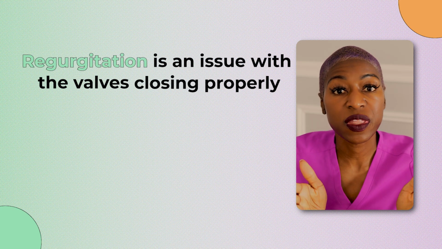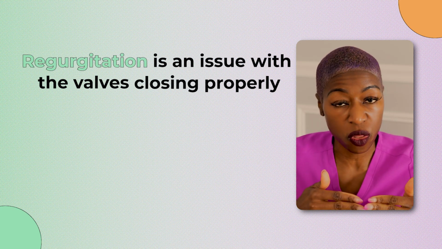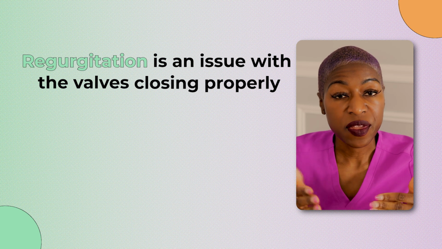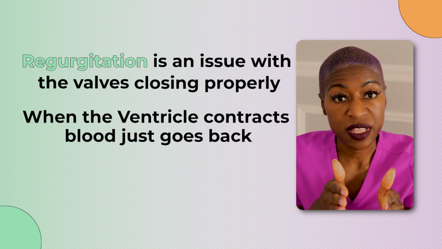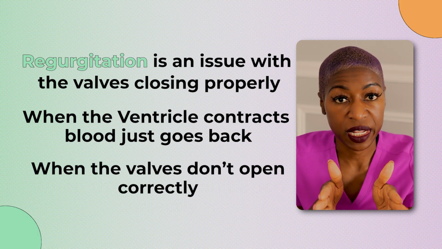If somebody has, for example, tricuspid regurgitation, what's the difference between tricuspid regurgitation and tricuspid stenosis? Regurgitation is an issue with the valves closing properly. They don't close all the way, so when the ventricle contracts, blood just goes back. Stenosis is when the valves don't open correctly. So if somebody has tricuspid regurgitation, that valve is not closing, so blood is just going to go back.